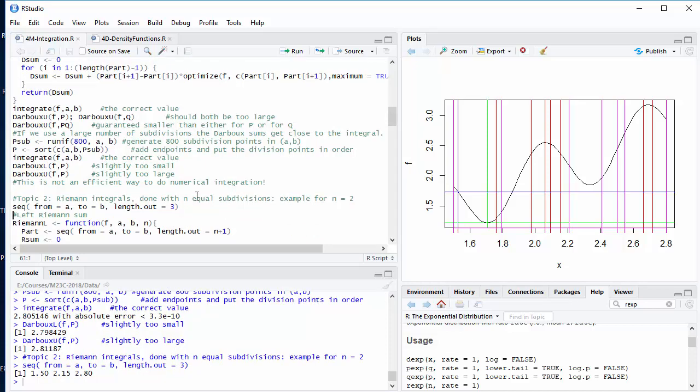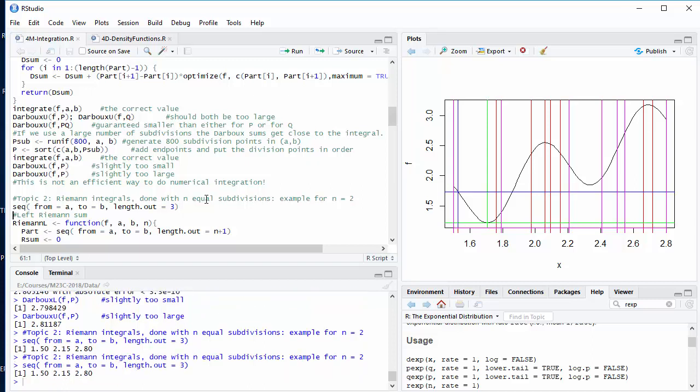Let's try with Riemann integrals now. For Riemann integrals, we use equal subdivisions, and R is happy to produce those with the seq, for sequence, function. I want a sequence of points that go from a to b, and I want 3 of them. That's what length.out does. So there's my sequence: left endpoint, the middle, and the right endpoint.